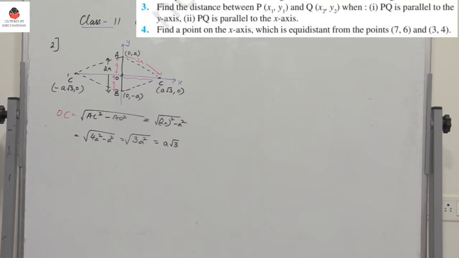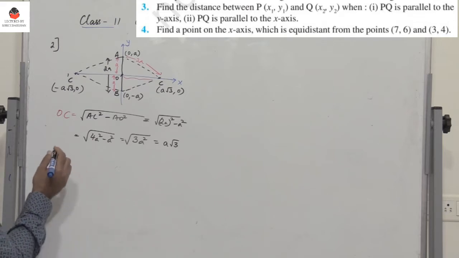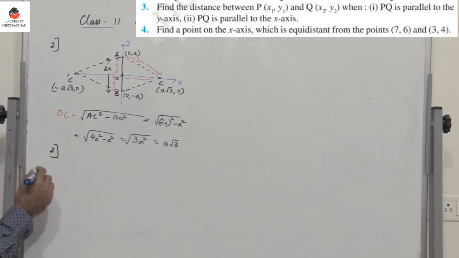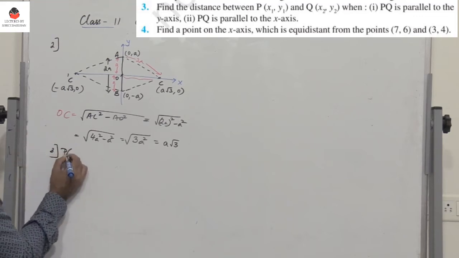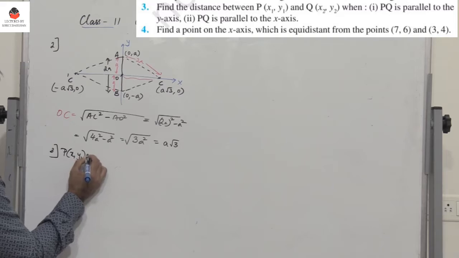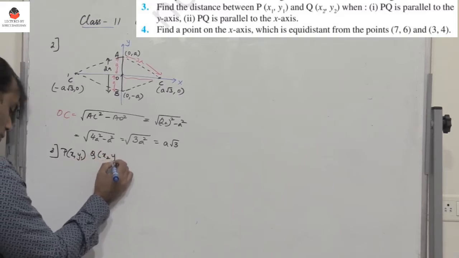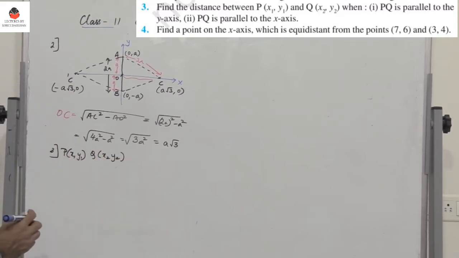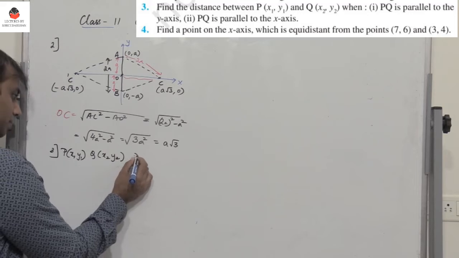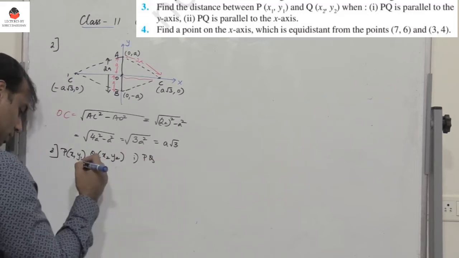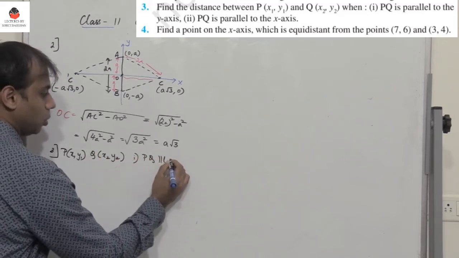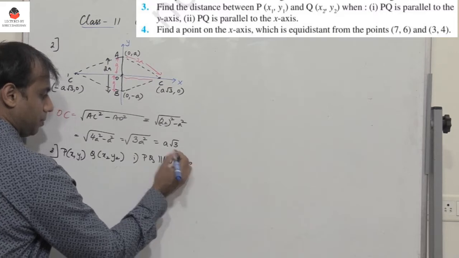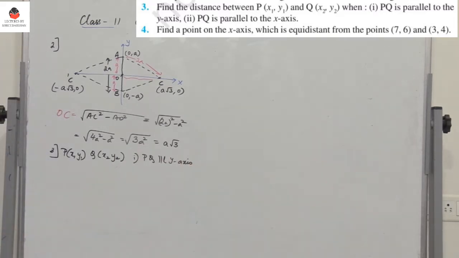Find the distance between P x1 y1 and Q x2 y2 when there are two paths. So problem 3, we need to find the distance. If P is x1 y1 and Q is x2 y2, then in the first case I have PQ which is parallel to the y-axis. So I need to find the distance between P and Q, I need to find the distance formula.